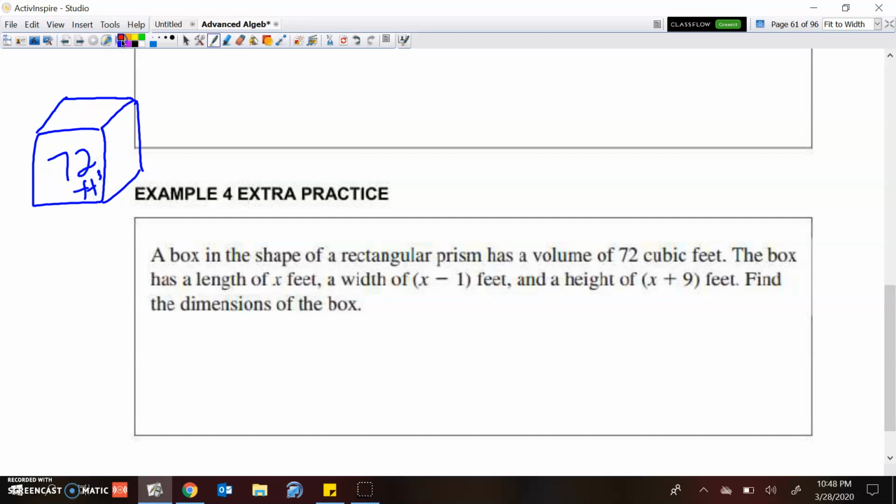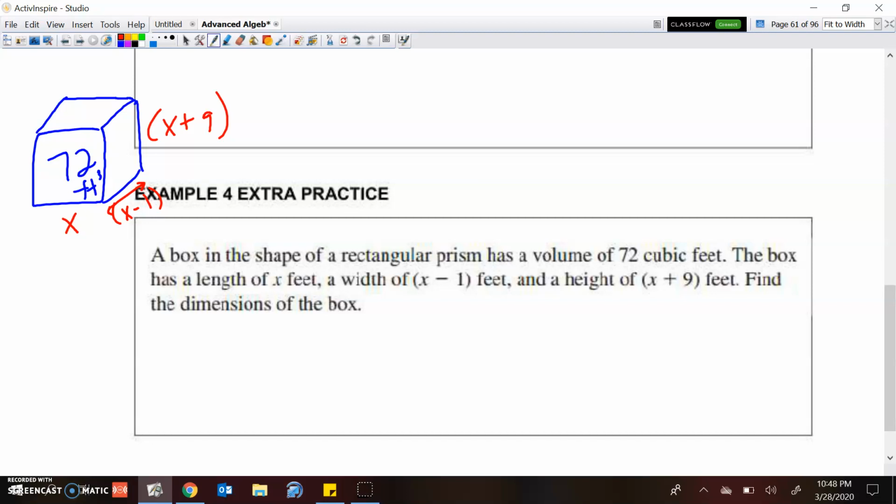They're giving us that this has a length of x feet, a width, so this here is x plus 1, it's this distance here, or x minus 1, sorry, x minus 1. Change that so we don't mess up. All right, so that's that distance. And then a height of x plus 9, okay? They want us to find what are those actual dimensions.